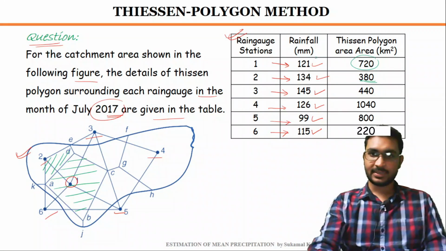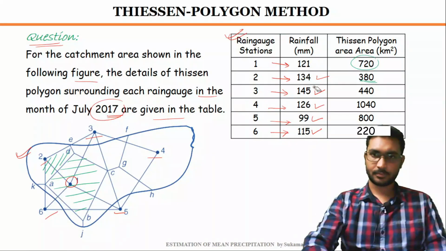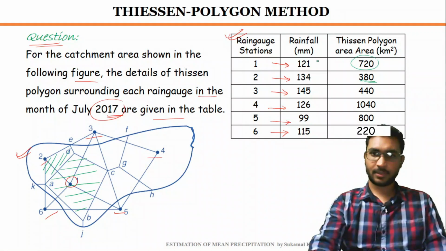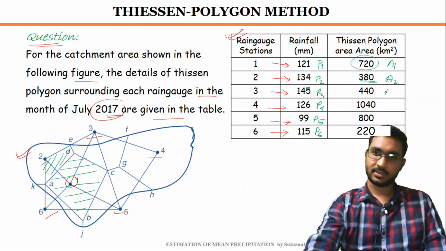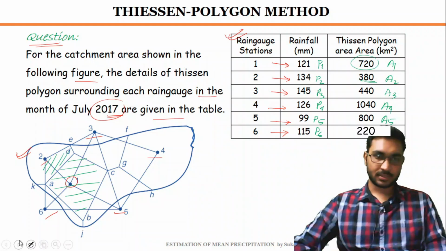See, this is our P1. Let's rub it first. So this is our P1, this is our P2, this is our P3, this is our P4, this is our P5 and this is our P6. And here this is our A1, this is A2, this is A3, this is A4, this is A5 and this is A6. So let's put these values in this formula.